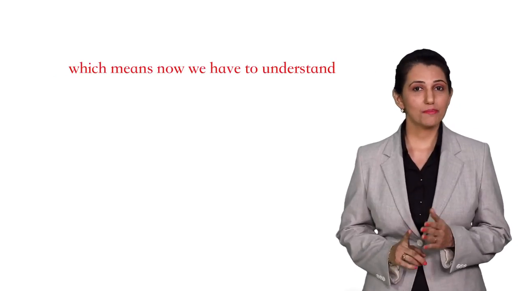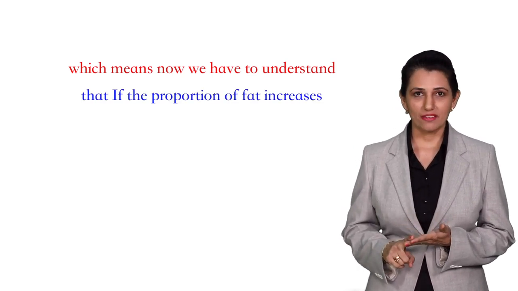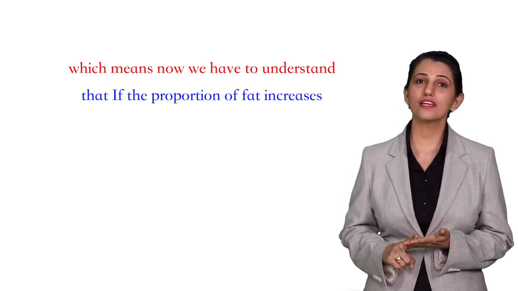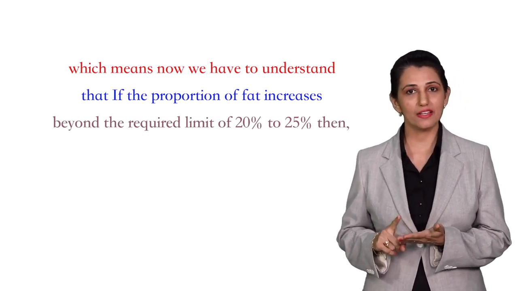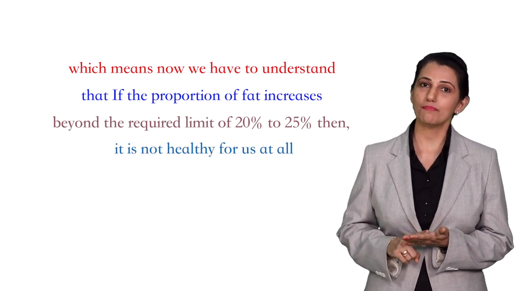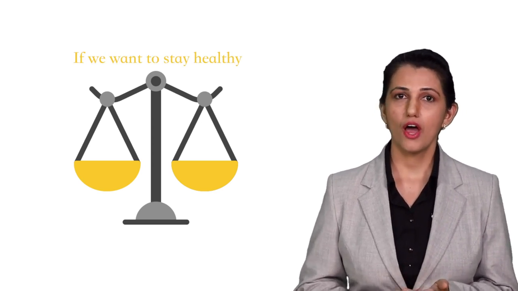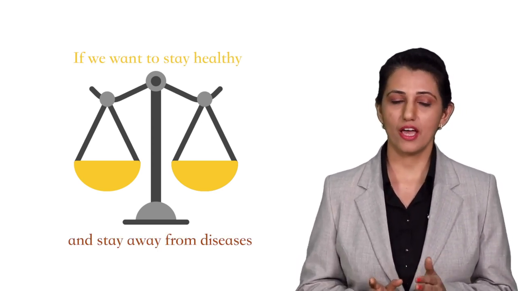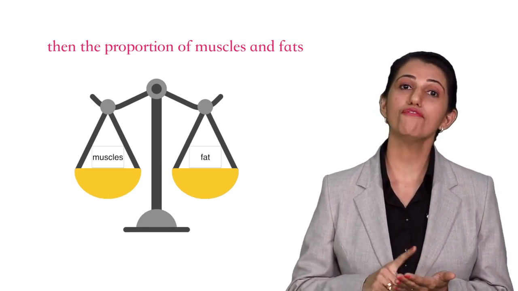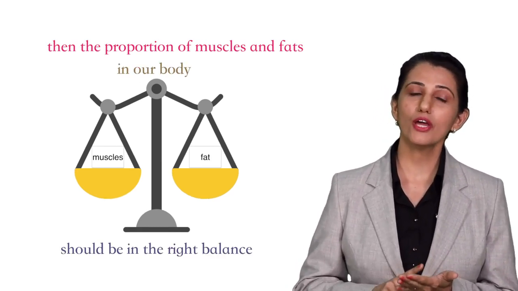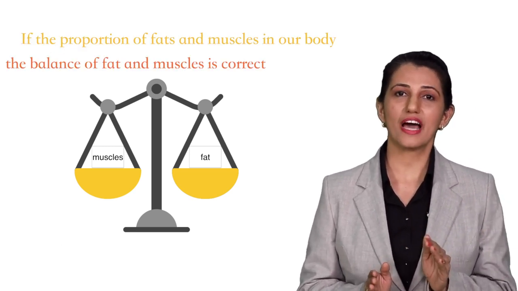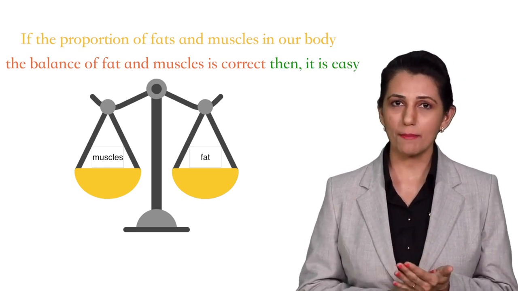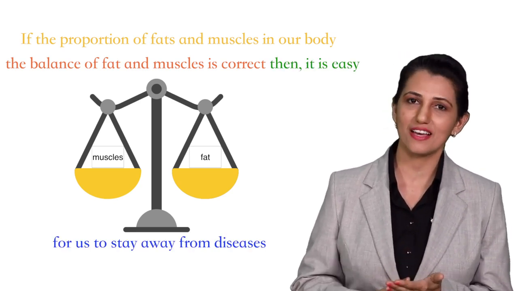Which means now we have to understand that if the proportion of fat increases beyond the required limit, which is 20 to 25%, then it is not healthy for us at all. So now we have to make sure that if we want to stay healthy and stay away from diseases, then the proportion of muscles and fats in our body should be in the right balance. If the balance of fat and muscles is correct, then it is easy for us to stay away from diseases.